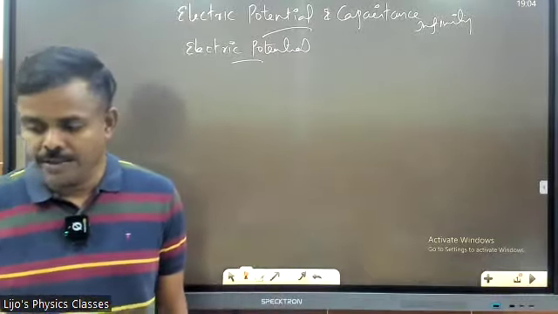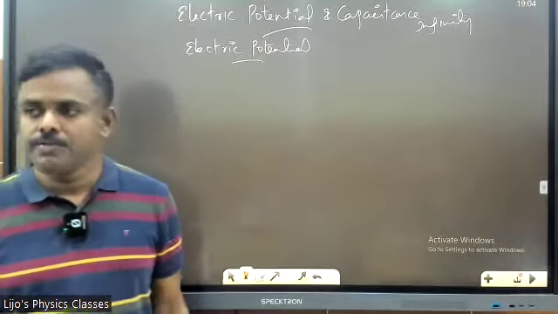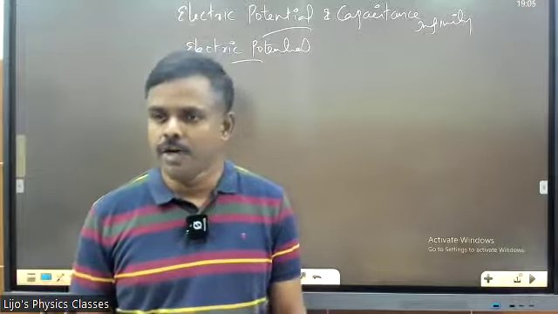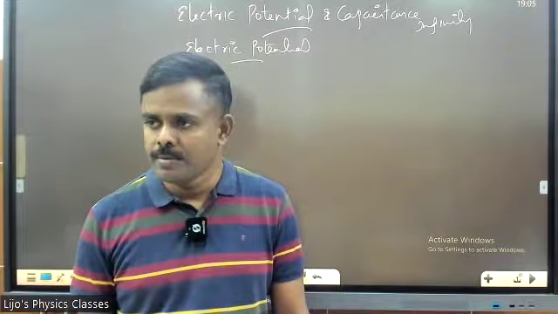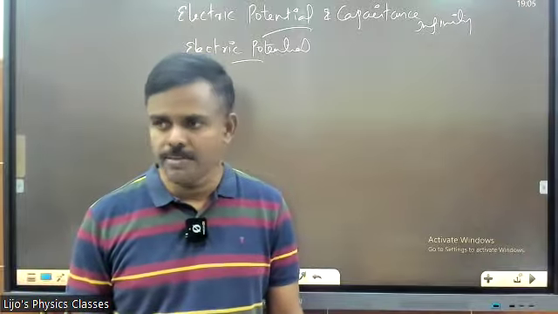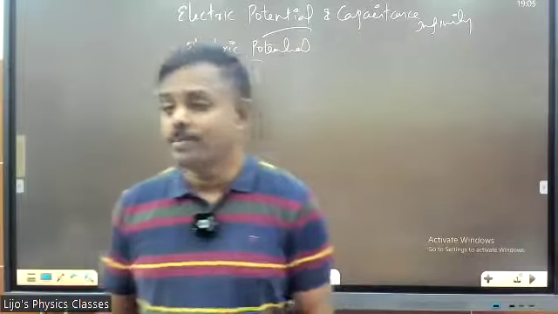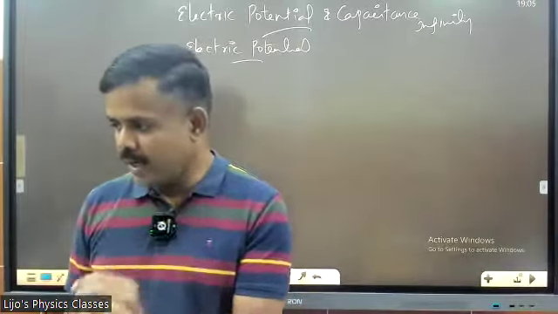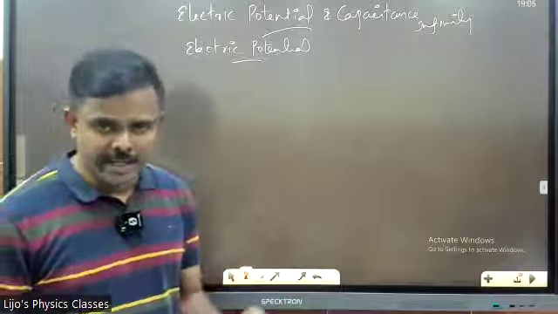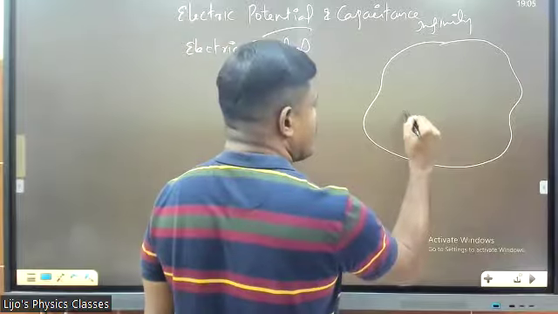Electric potential at a point in an electric field is what? The work done. For what? Bringing whom? Plus 1 coulomb. From where? From infinity to where? To the concerned point. Am I correct? Did you follow me? You can write: potential at a point in an electric field is the work done.